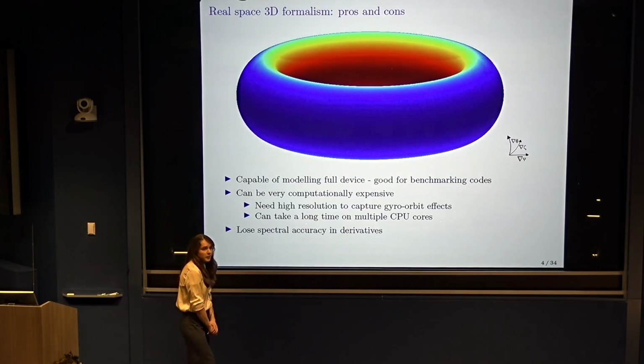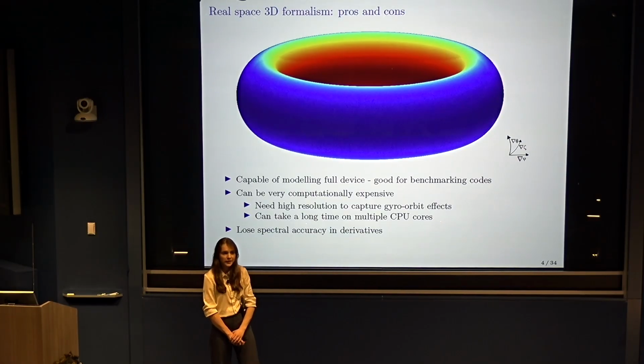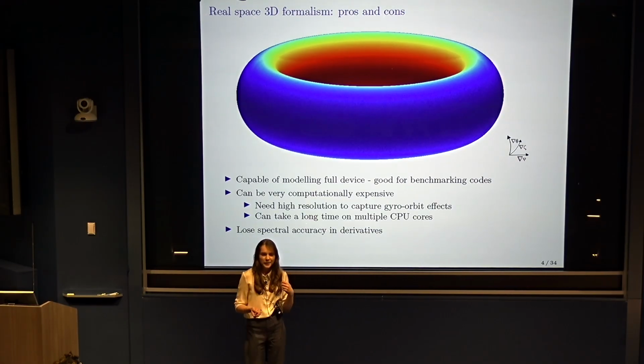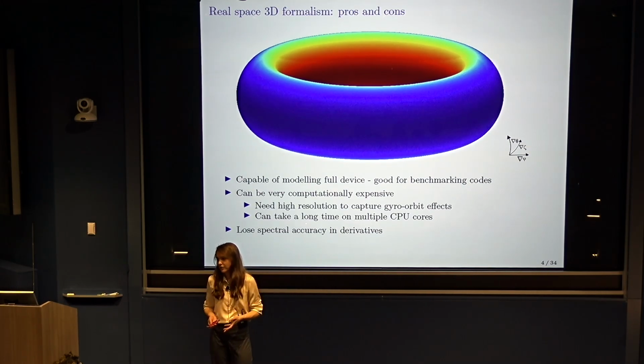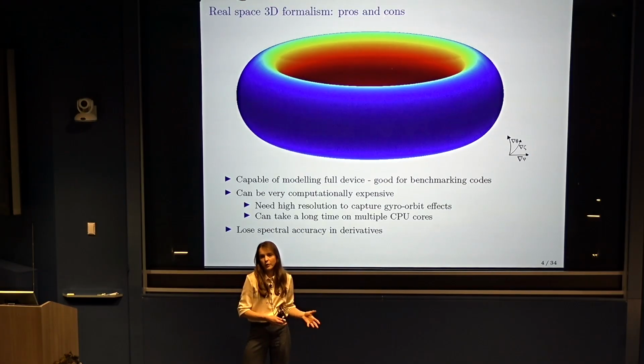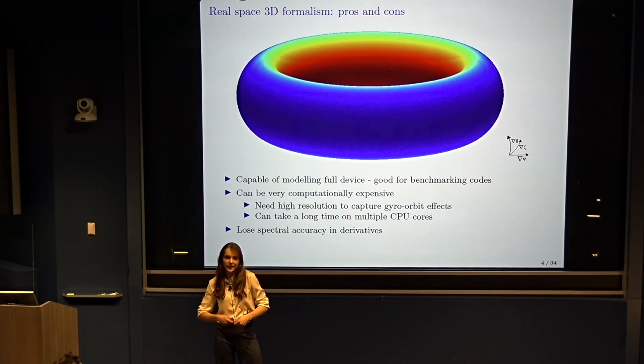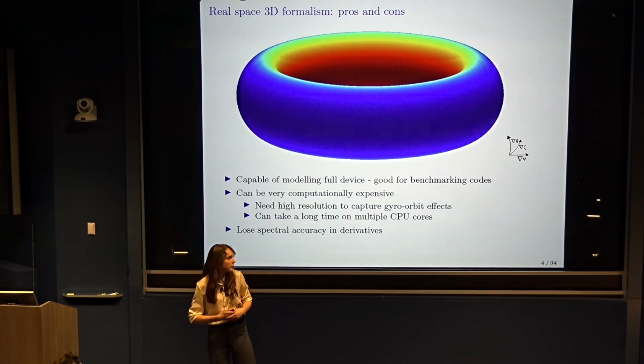The other thing is, because we're doing things in real space, every time I take a derivative, I'm going to end up needing to do finite differences. Those finite differences have an error associated with them. So I'm not keeping spectral accuracy as I would if I were doing something in Fourier space. I'm actually propagating errors throughout my code.